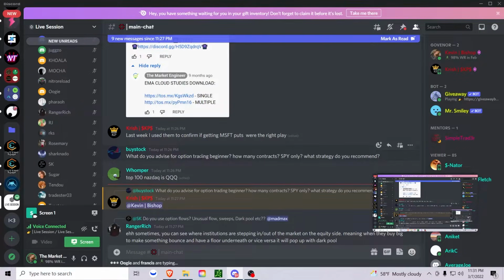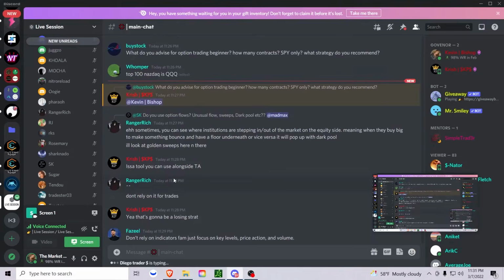But Buy Stock, if you go to the live recording tab, we had a live on plotting supply and demand zones. That's probably one of the easiest strategies you can use because it gives a higher probability of predicting a movement. If you wait patiently for confirmation, you could catch a reversal and make more profits. Yeah, top 100 on Nasdaq is QQQ. Okay, thank you for answering that question.